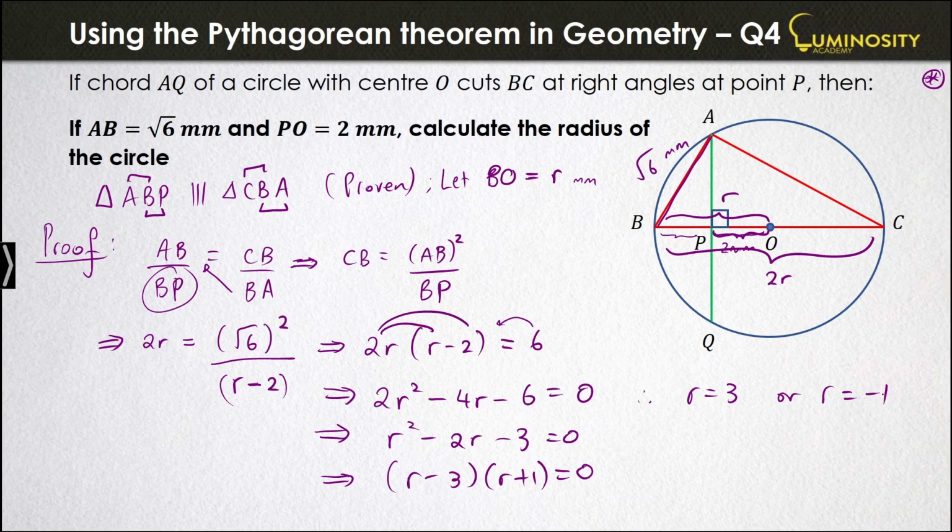But again, look at the context of the question. R is a radius length. It doesn't make sense for the radius length to be negative. So we discard that solution and therefore say that R is 3 millimeters long.